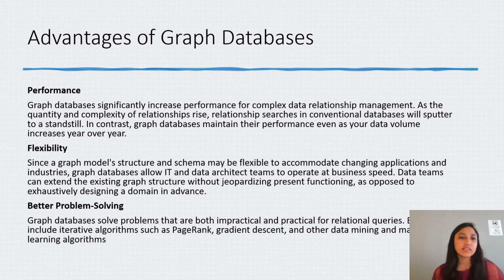The second one is flexibility. Since the graph model structure and schema may be flexible to accommodate changing applications and industries, graph databases allow IT and data architect teams to operate at business speed. Data teams can extend the existing graph structure without jeopardizing present functioning, as opposed to exhaustively designing a domain in advance.